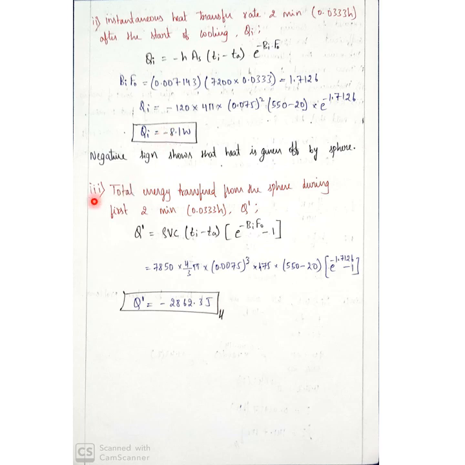Third one is asking to find the total energy transfer from the sphere during the first 2 minutes, that is Q dash. Total energy transfer Q dash is equal to rho V c into (Ti minus Ta) into (e power minus Bi Fo minus 1). This is the formula for energy transfer from a sphere. Just substitute the known values rho, V, c and e power minus Bi Fo. If you substitute back, you will get Q dash is equal to minus 2862.35 watts. So write the unit as watts. This is the total energy transfer from the sphere during the first 2 minutes.